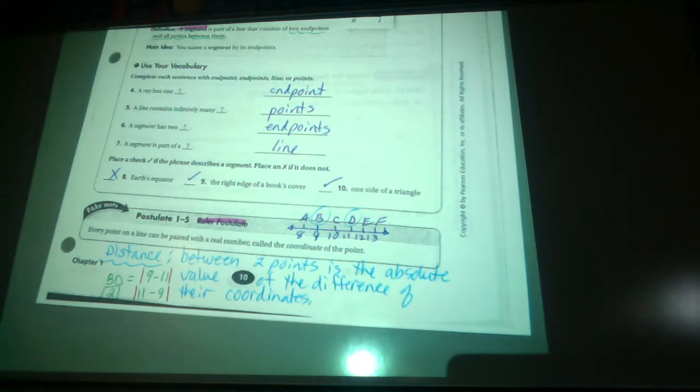So, 2. So, the distance from B to D is 2. And that's really what we use the ruler postulate for anyway. So flip that. Look to problem 1.